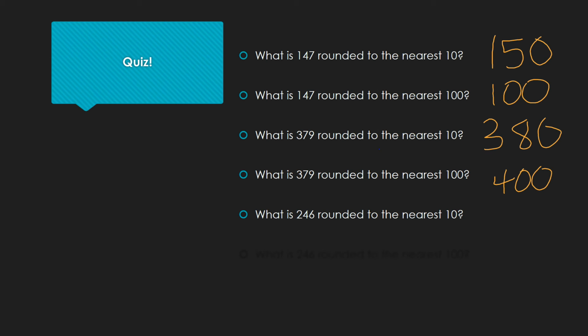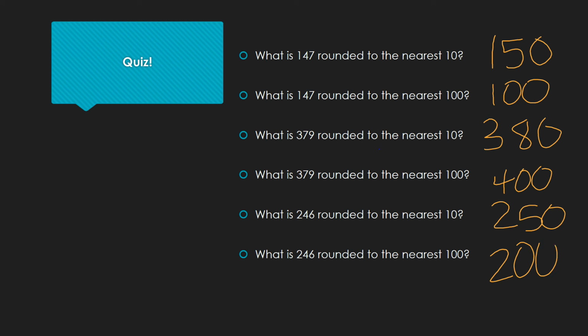What is 246 rounded to the nearest 10? 250 is our correct answer. 246 rounded to the nearest 100? 200 is our correct answer.